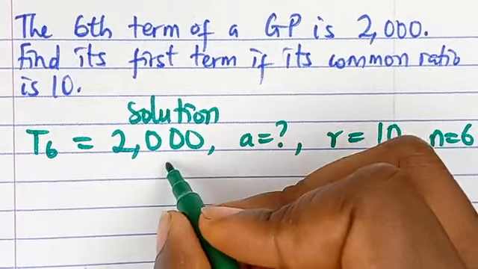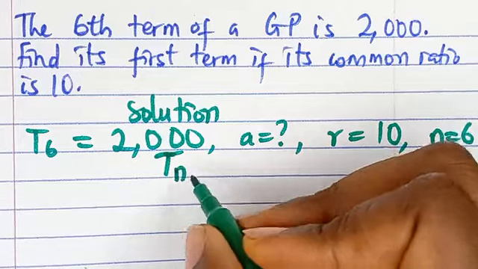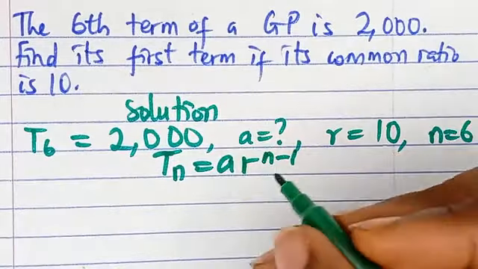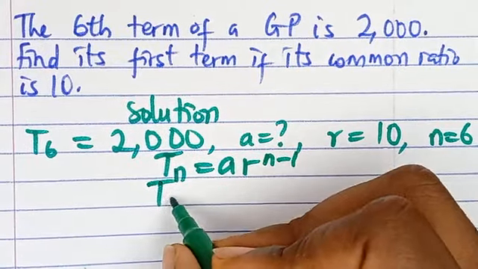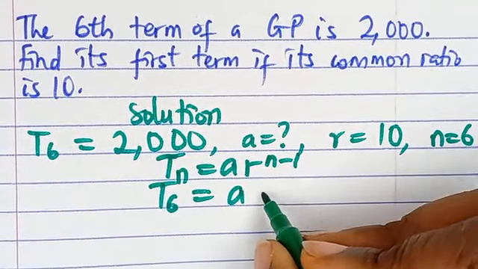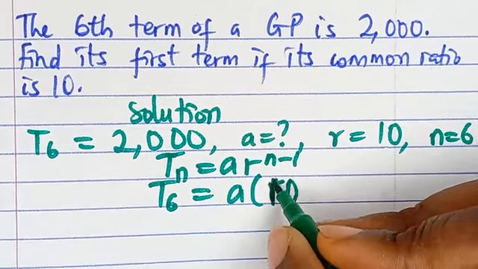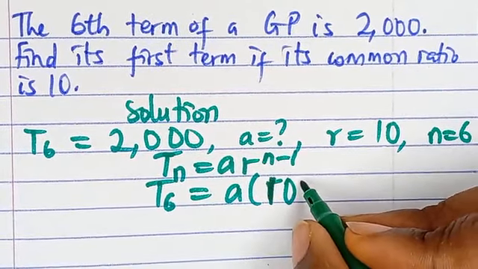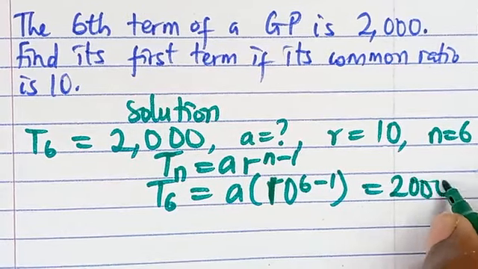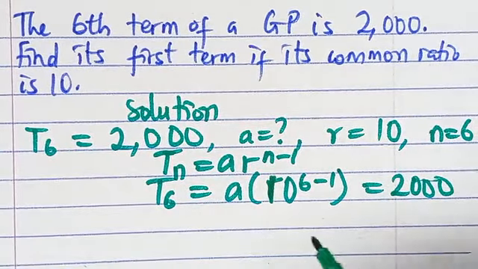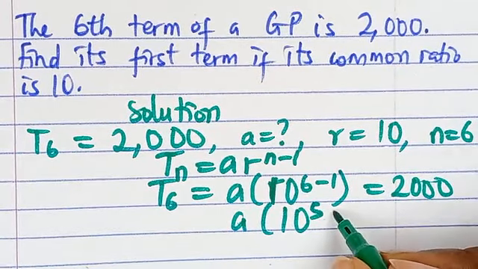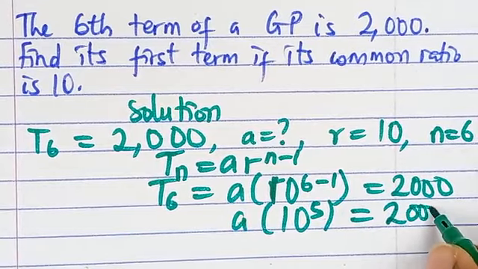Okay, let's of course write out the general formula of a GP. So we have that T, the nth term, is equal to A R raised to n minus 1. We substitute into this. So the sixth term, T number 6, is equal to A. We don't know A. That is what we're looking for. So it keeps on being A into R. Oh, R is 10. So we substitute that. 10 raised to power n, which is 6, minus 1. And remember, all this is equal to 2000 according to this. Okay, so we have A into 10 raised to power 5 is equal to 2000.